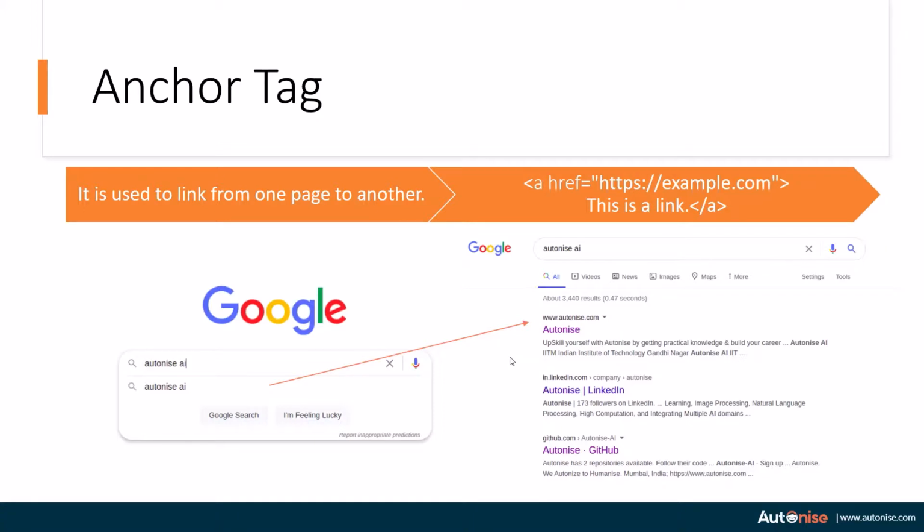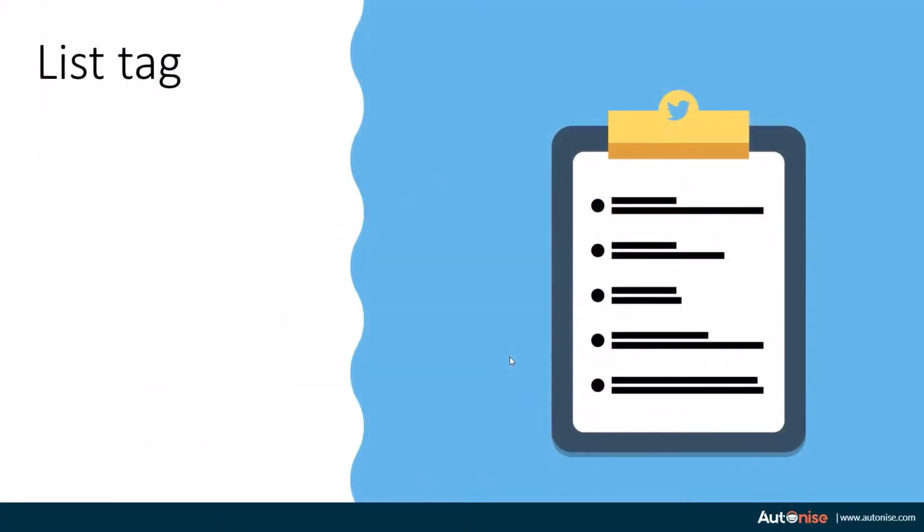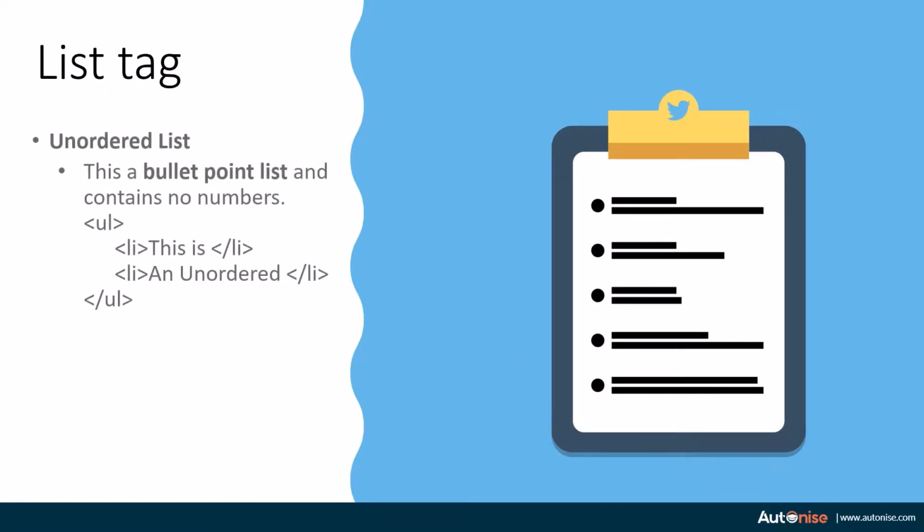Next, let's have a look at the list tag. As the name suggests, list tag is used to create a list. There are multiple kinds of list which you can create. First is the unordered list. An unordered list will have just bullet points and will not contain any numbers. If you write this code, it will have bullet points. So the first point will be this is, and the second point will be an unordered list.